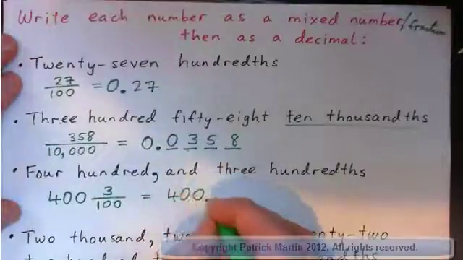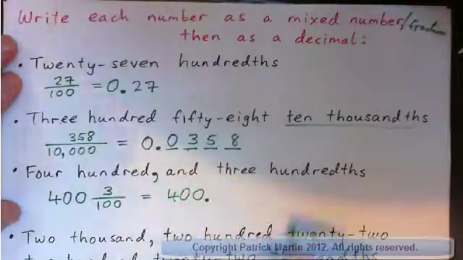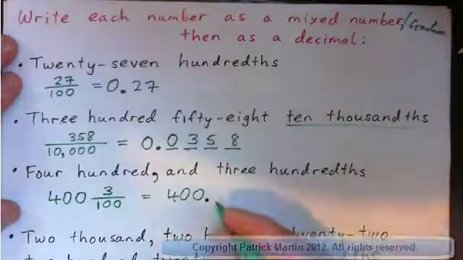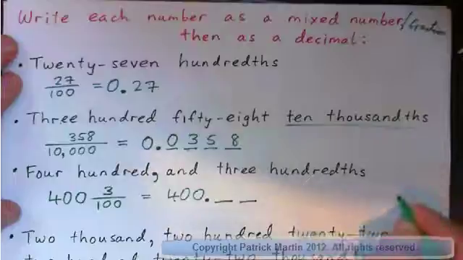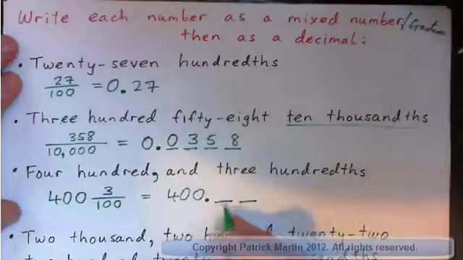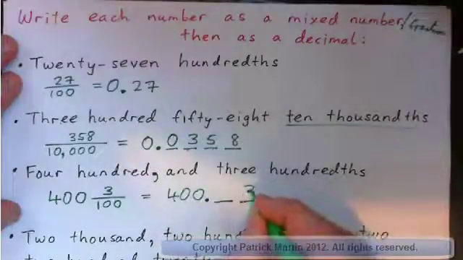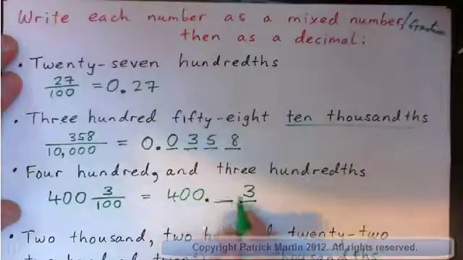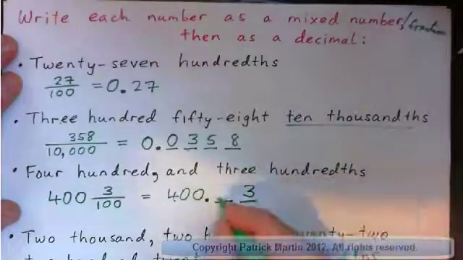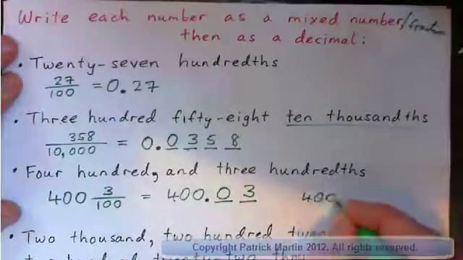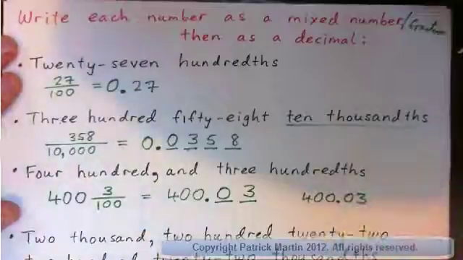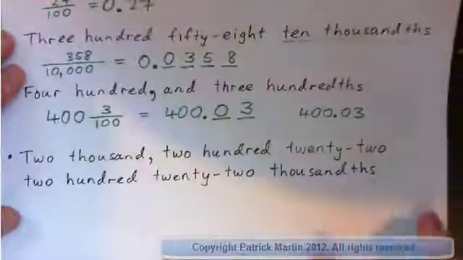And write that as a decimal. It's going to be 400 point something, right? So we've got tenths, hundredths, thousandths, ten thousandths. So we just need tenths, hundredths, right? So 3 hundredths, but there's nothing in the tenths place, so we just have to put a 0 there, right? So it's 400.03. 400.03, right? Okay, how about this guy?